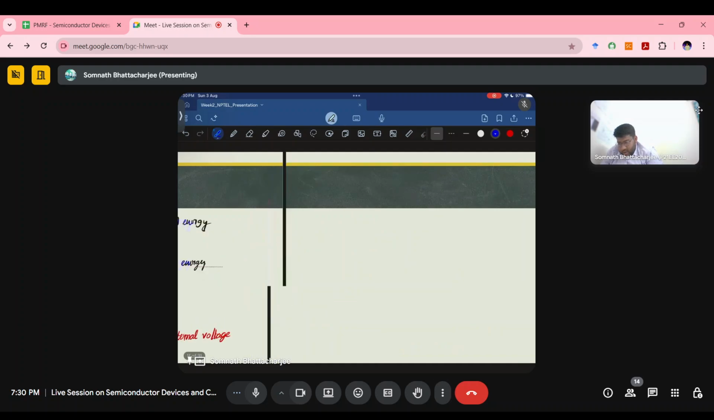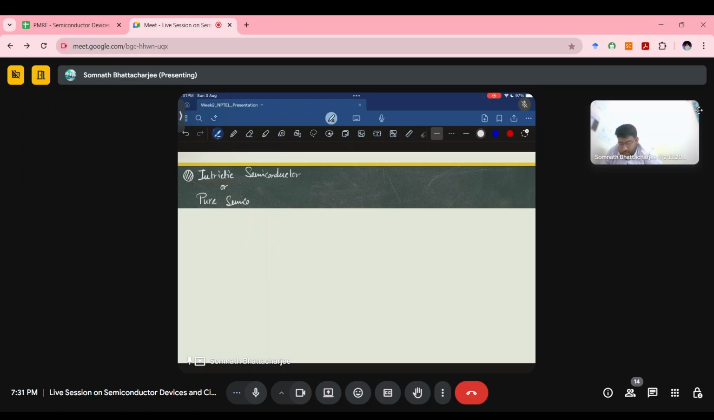Apart from that, we have learned about different kinds of semiconductors, that is the intrinsic semiconductor, or let's say pure semiconductor. Why is it called pure? There is no external impurity, or in this case we can say no doping.